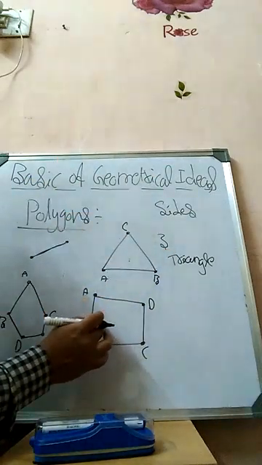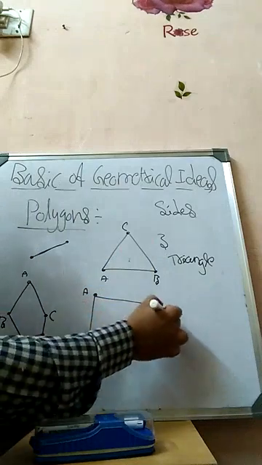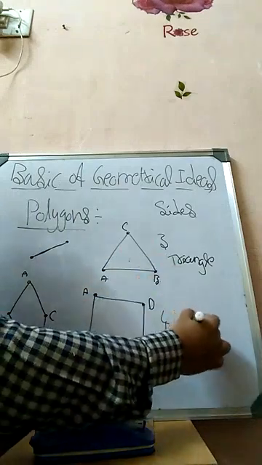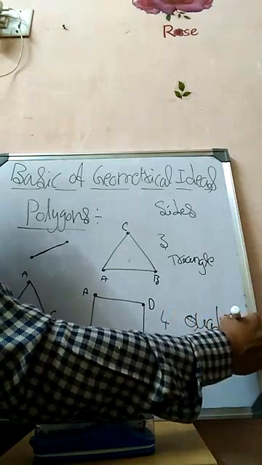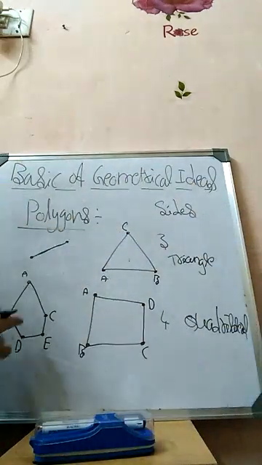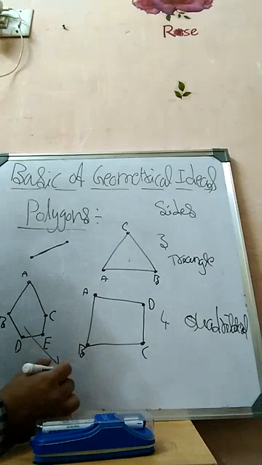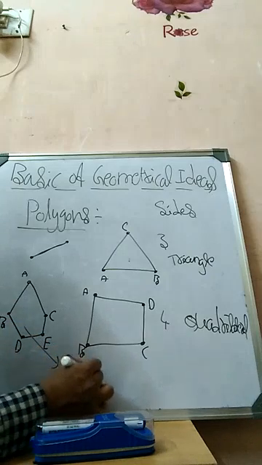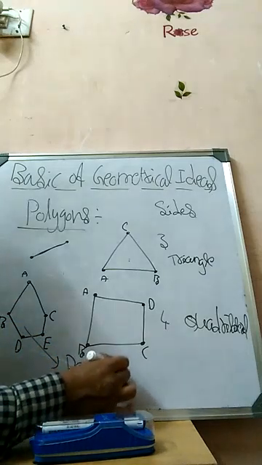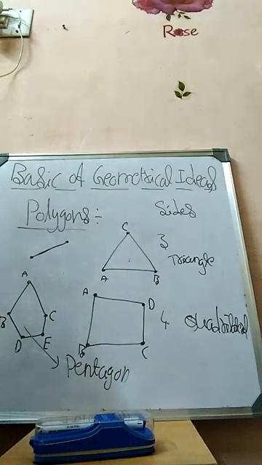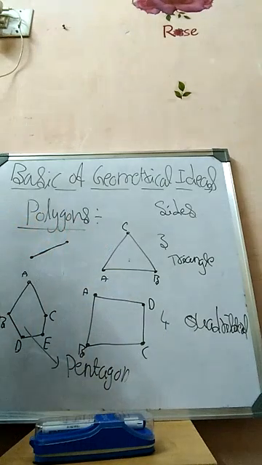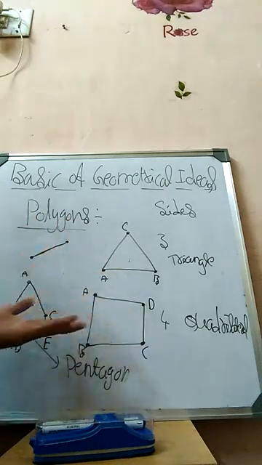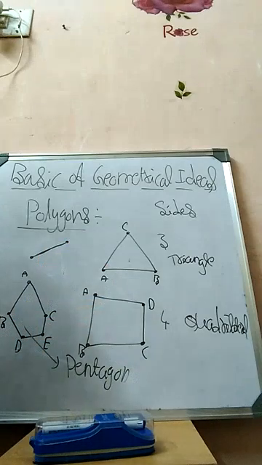Here 4 line segments, that means 4 sides, and a 4-sided polygon is called a quadrilateral. And here 5 line segments, that means 5 sides, and a 5-sided polygon is called a pentagon. So by using the number of sides, we give names to different polygons: triangle, next quadrilateral, pentagon, hexagon, like that.